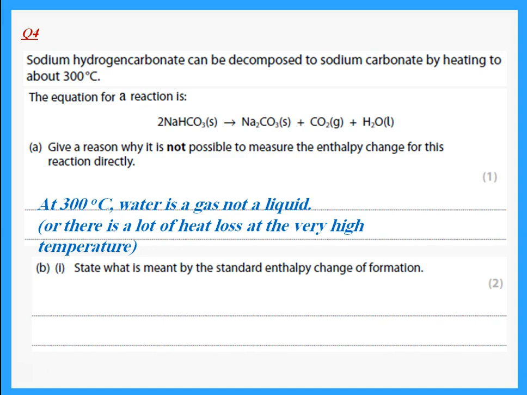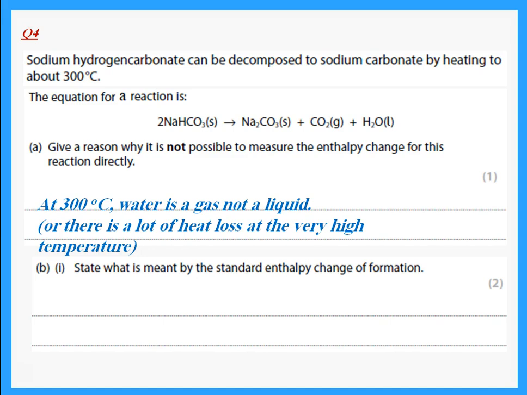And at the same time, if I'm heating this to a very high temperature, it's very difficult to measure heat energy when I am heating it at the same time. And also because there is a lot of heat loss to the environment if we're doing this at a very high temperature. So it is very difficult to measure the delta H of this reaction when it is at 300.